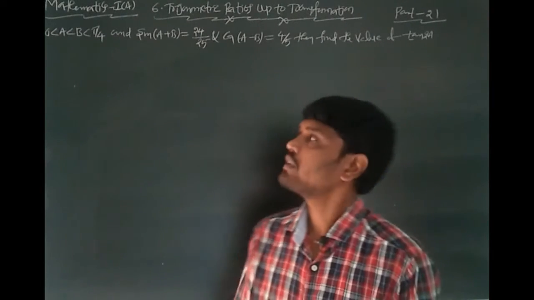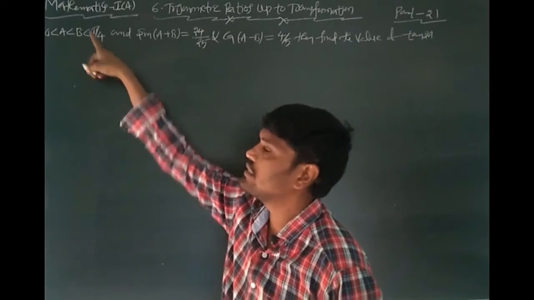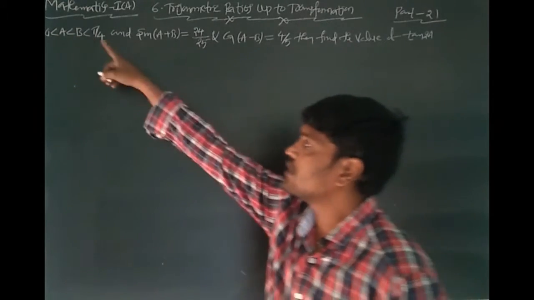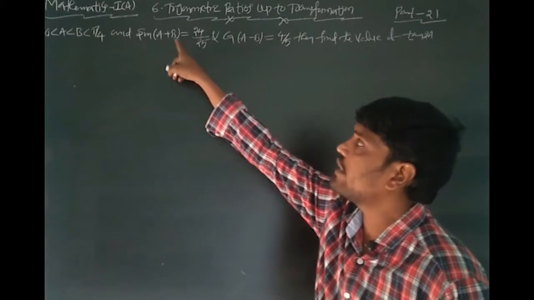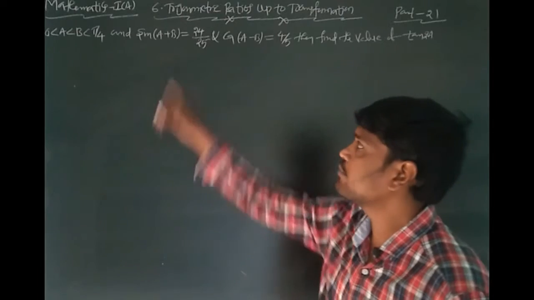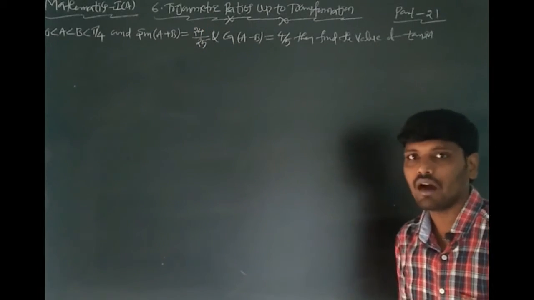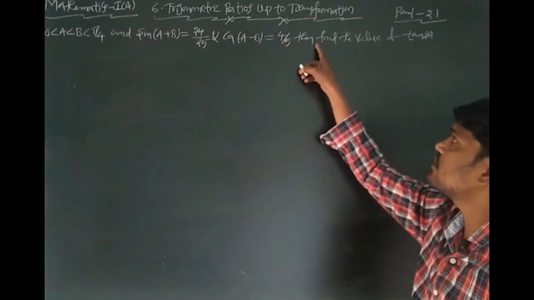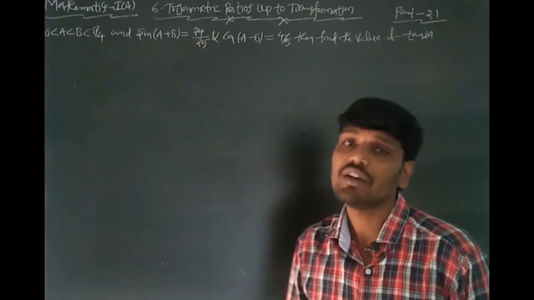What is that problem? If 0 is less than a, less than b, less than pi by 4, and sine of a plus b is given as 24 by 25, and cos of a minus b is given as 4 by 5, then find the value of tan 2a.